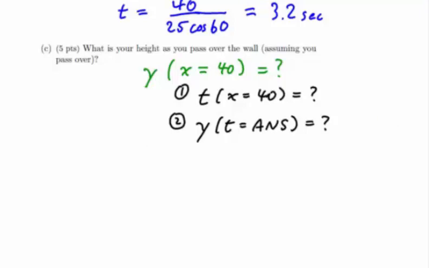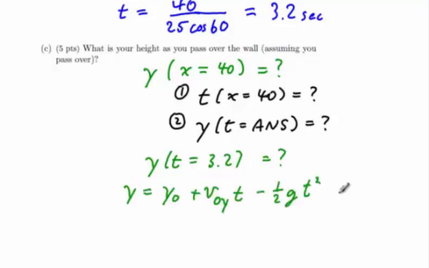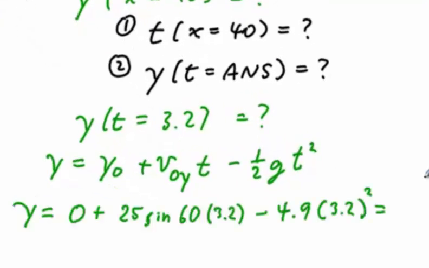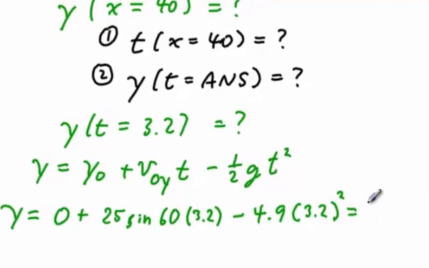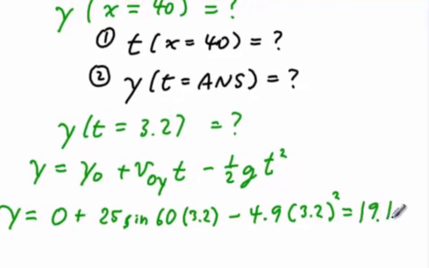Thus, to calculate the solution to the problem at hand, we need to find the y under the condition that t is 3.2 seconds. This will involve consulting the y-t equation, which is y equals y0 plus v0y t minus 1/2 g t squared, and evaluating all of this when t is 3.2 seconds yields y equals 0 plus 25 sine 60 times 3.2 minus half of g, which is 4.9, times 3.2 squared, which yields the result 19.1 meters. Congratulations, you cleared the wall.